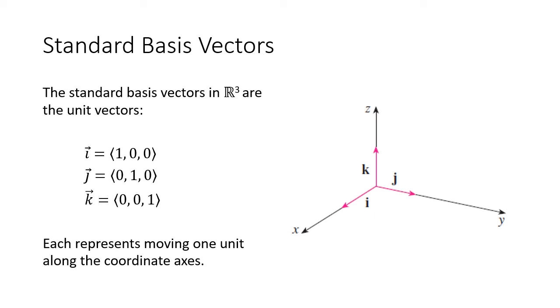All right, now let's talk about the standard basis vectors. So we saw how easy it is to use standard basis vectors to do vector arithmetic, but what are they actually? Well, the standard basis vectors are all unit vectors that represent moving one unit along the coordinate axes. So the i vector, or typically we call these hats, so i hat moves one unit along the x-axis, j hat moves one unit along the y, and k hat moves one unit along the z-axis.